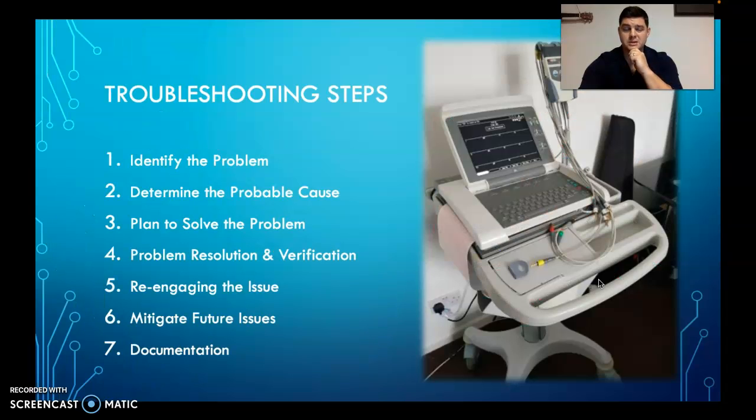So for the troubleshooting steps, these are the 7 we're going to run through for the 3 issues that we have. The first is identify the problem. Second, determine the probable cause. Plan to solve the problem. Then the problem resolution and verification. Then we're going to re-engage the issue, then talk about mitigation of future issues, and lastly, documentation.